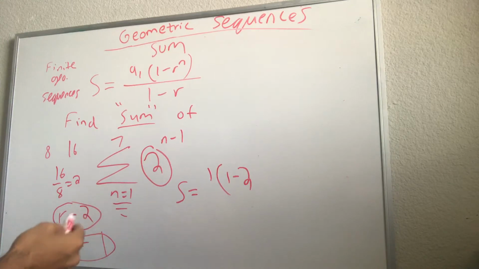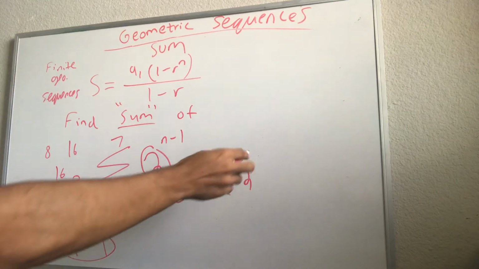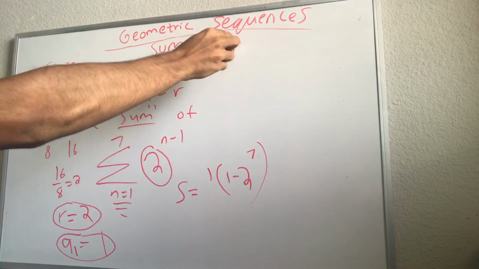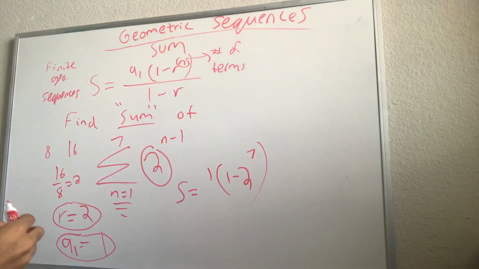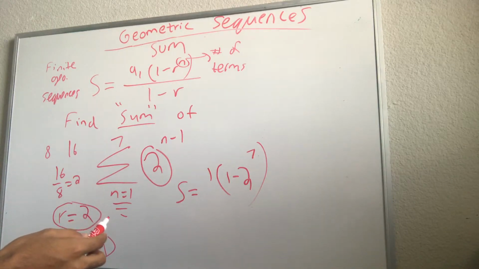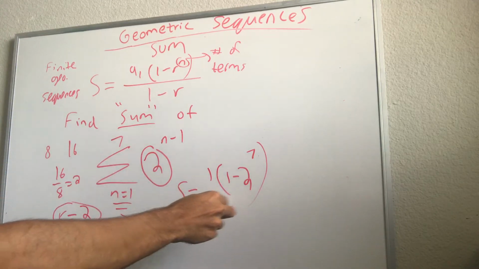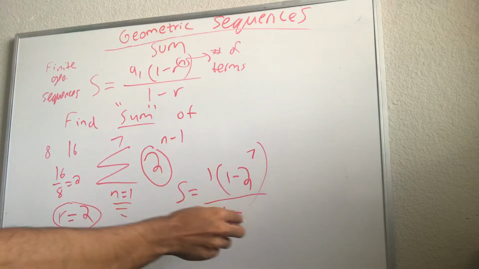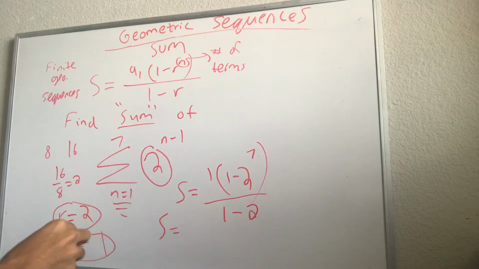So here we have 1, 2, 3, 4, 5, 6, 7. We're looking at 7 terms, therefore it's 1 minus 2 to the power of 7. Again, this n is just the number of terms we're going through, because it's a finite sequence, so there is going to be that defined number of terms. So it's 1 times 1 minus 2 to the power of 7, divided by 1 minus r, being 2. So that's what the sum is equal to.